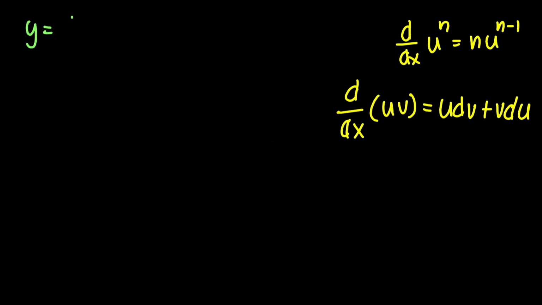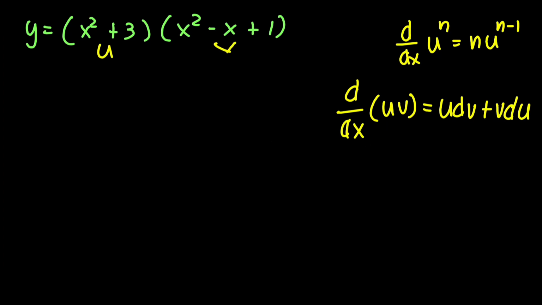Y equal to x squared plus 3 multiplied by x squared minus x plus 1. This is according again to our formula. Let u here be this one and v be this one, and simplify this again.